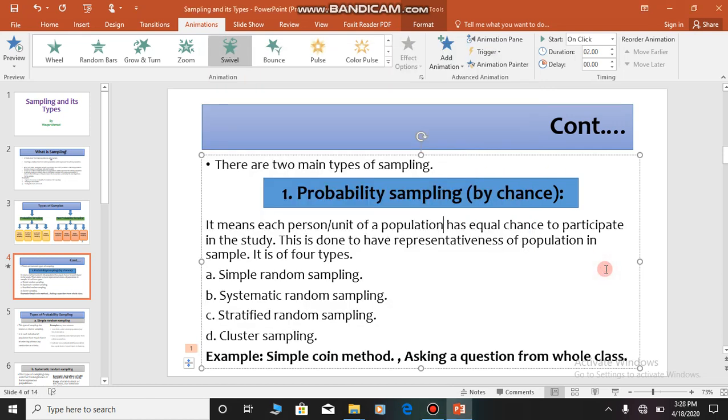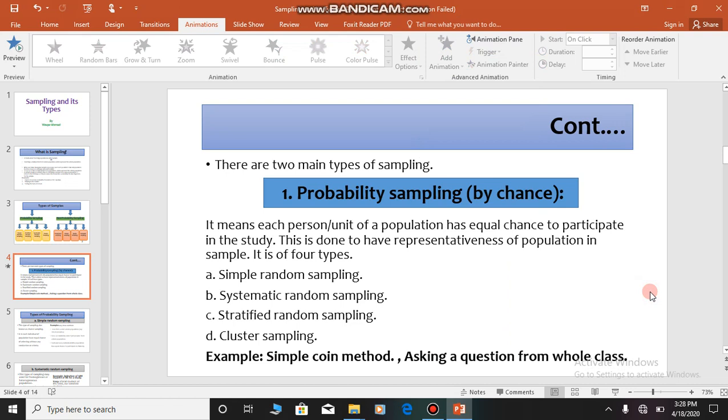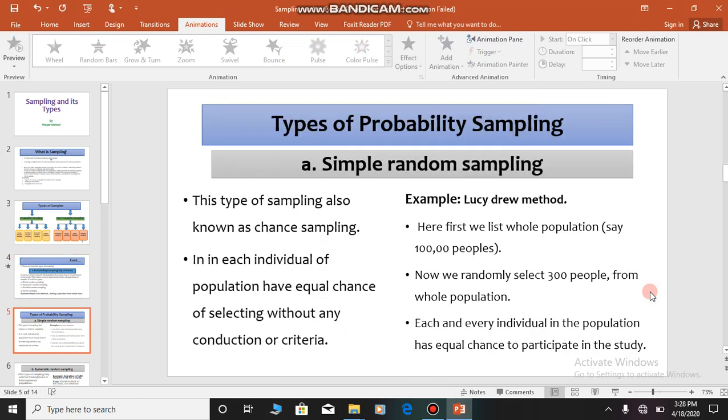Welcome back, students. Now we discuss the types of probability sampling. There are four main types of probability sampling. The first one is simple random sampling. What is simple random sampling? This type of sampling is also known as chance sampling.